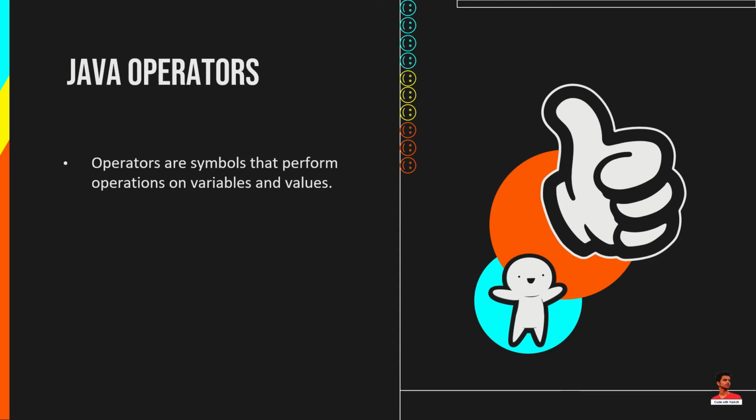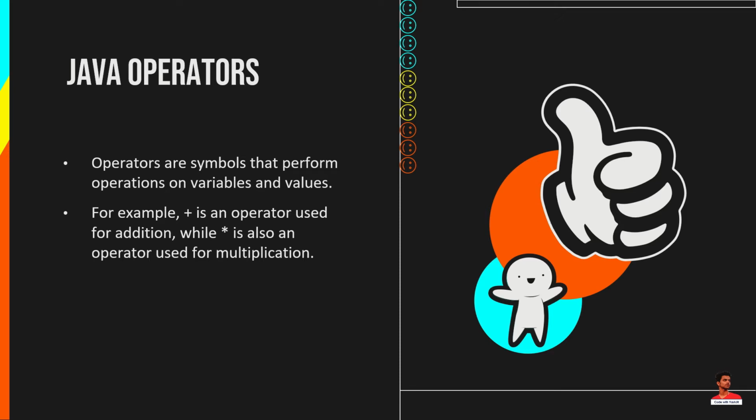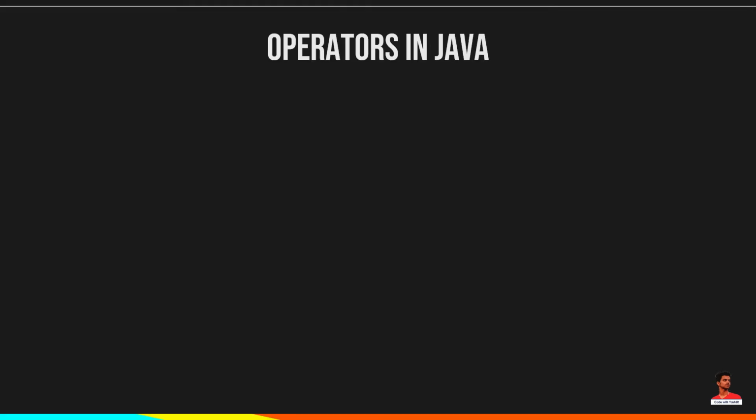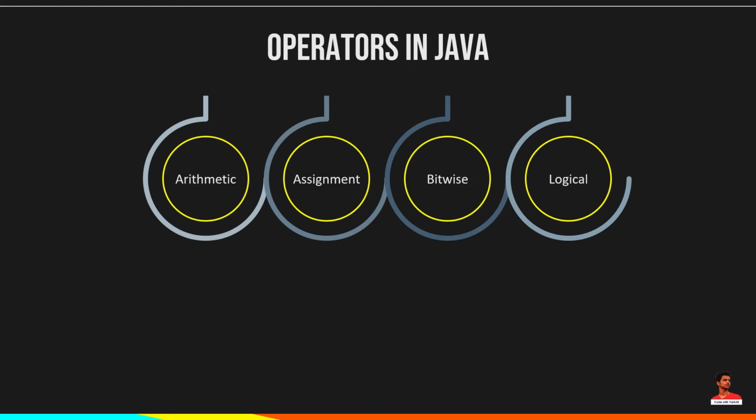Operators are symbols that perform operations on variables and values. For example, plus is an operator used for addition, while asterisk is an operator used for multiplication. Operators in Java can be classified into following groups.